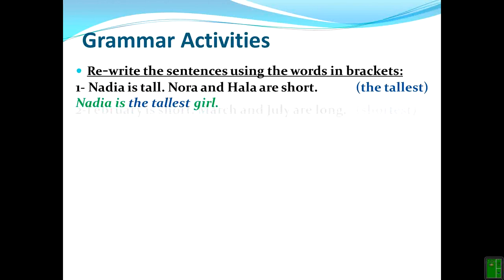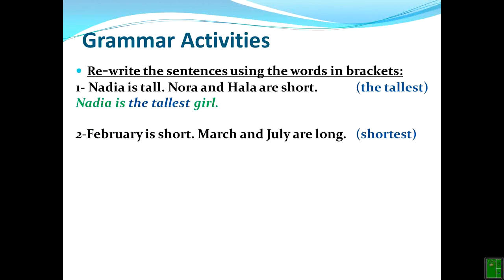Very good. Number 2, February is short. March and July are long. Use shortest. Here I compare between February and two other months of the year, March and July. Excellent. So the superlative form is what? Shortest. Now start. Right. February is the shortest. Shortest what? Month. Very good. So February is the shortest month.